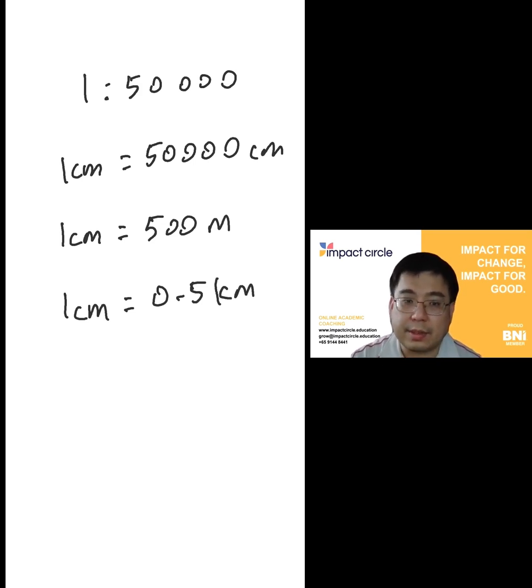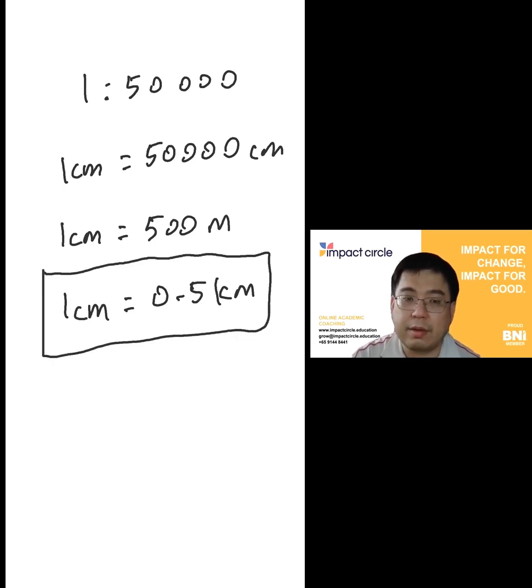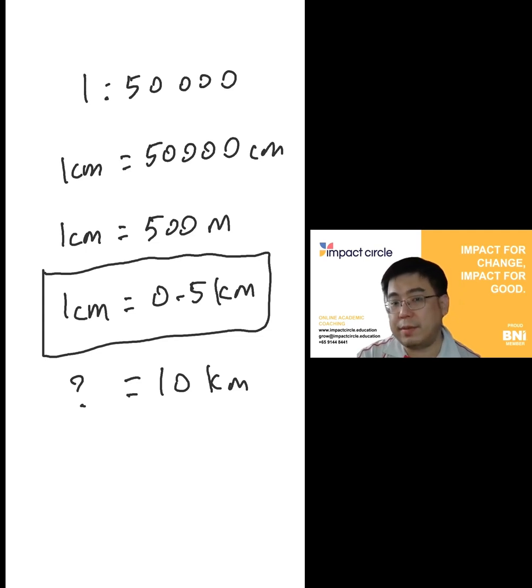So the question often goes like this. If the road in real life is 10 kilometers, how long will the road be on the map? So using this conversion, we can actually find the answer. Since 1 cm on the map represents 0.5 km in real life, and we want to find out what 10 kilometers in real life is on the map, we just write it in this format, and we can actually use the normal ratio or proportionality method to solve this.